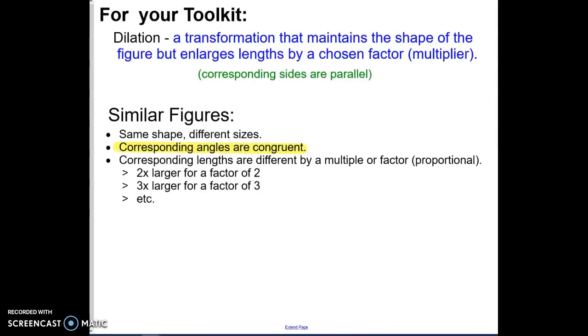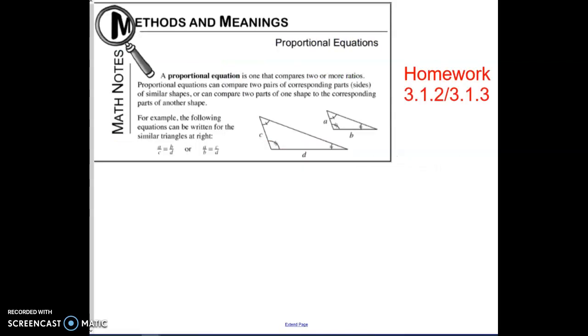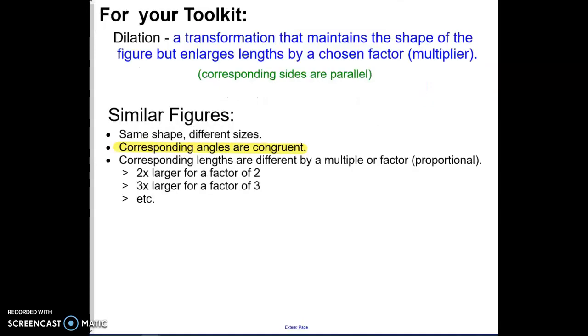But I do want you to get out your toolkits and fill this in on your Chapter 3 toolkit, the yellow one. Some of you didn't get a chance to do this yesterday, so we can pause it right here, fill this in your toolkit. Our math notes and our homework 312, 313. If you didn't get a chance to pause it, I'll go back. You can pause it here, and the rest of the time will be yours.